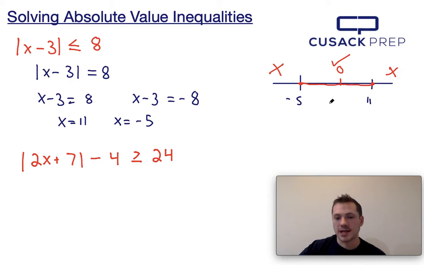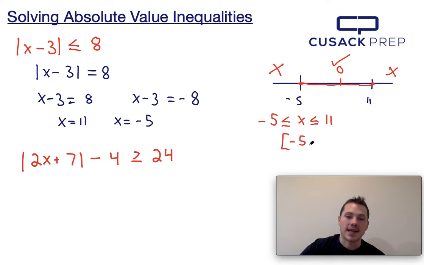Now that can be represented on a number line like this, or it may be represented as negative 5 is less than or equal to x is less than or equal to 11. Or we could also represent it using interval notation, where we use brackets, and we say negative 5, comma, 11. Now, for negative 5 and 11, we use brackets because it's less than or equal. If it had just been less than or just greater than, we would only use parentheses.